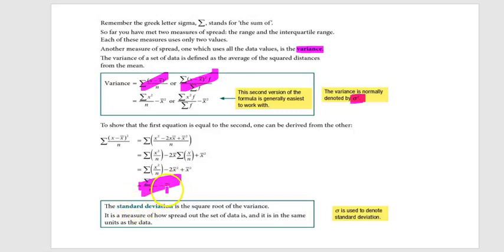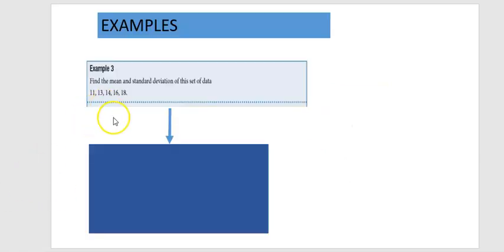So how do we then find the standard deviation? The standard deviation is the square root of the variance. So we simply take the square root of whatever we get as the variance. So if you calculate and your answer is 2 as the variance, then the standard deviation is simply the square root of 2. Right? So that's how you'll be able to be manipulating this. The standard deviation is the square root of the variance. It is a measure of how spread out the set of data is, or how scattered the data is. And it is in the same unit as the data. And we will see that with this example.